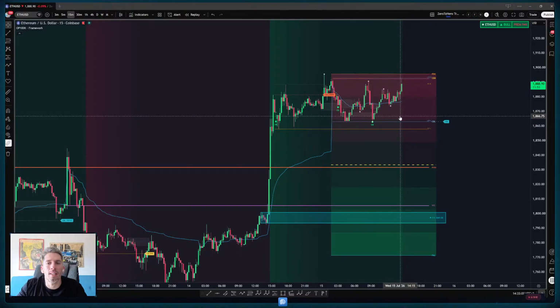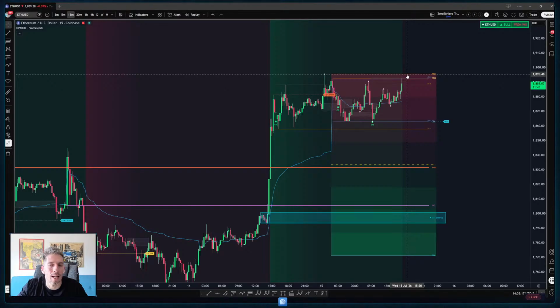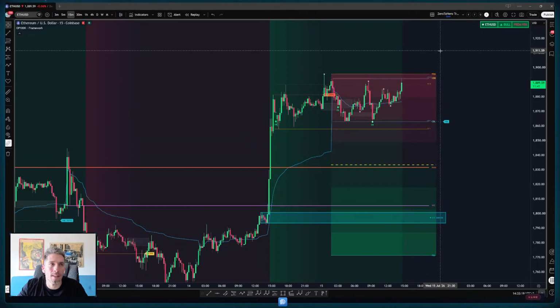In terms of trading, fine in both Bitcoin and Ethereum right now, but you need to wait for those confirmations. Wait for the market to close above the highs. From there, pullback plays are fine and can be profitable.